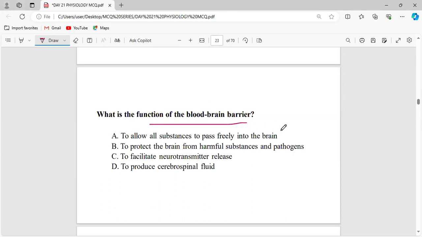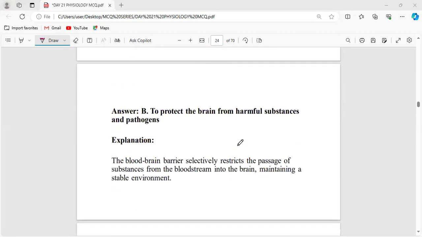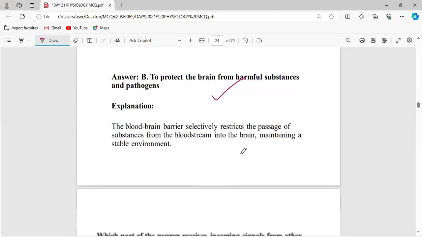What is the function of the blood-brain barrier? To allow all substances to pass freely into the brain, to protect the brain from harmful substances and pathogens, to facilitate neurotransmitter release, to produce CSF, that is cerebrospinal fluid. The blood-brain barrier protects the brain from harmful substances and pathogens.